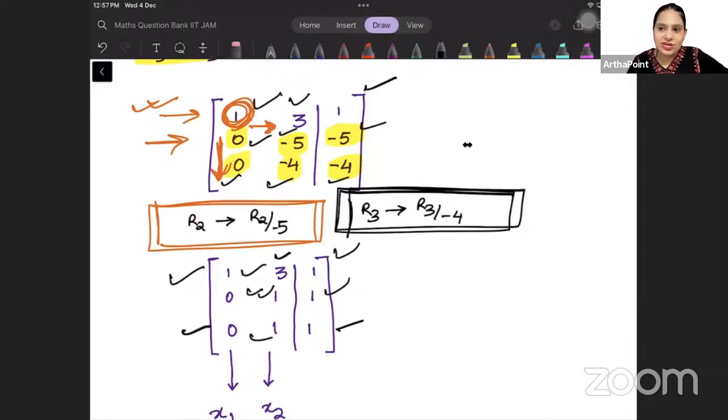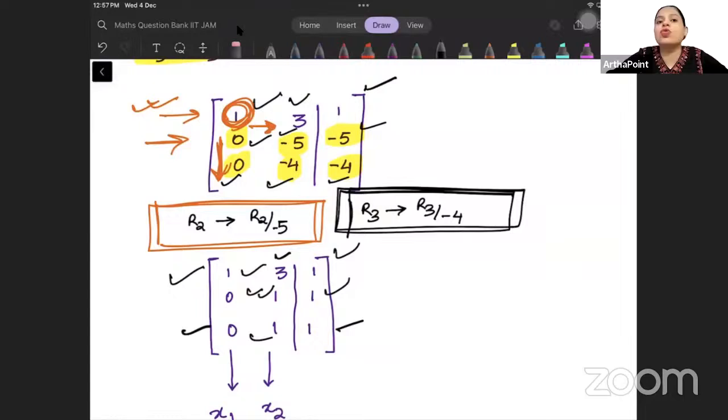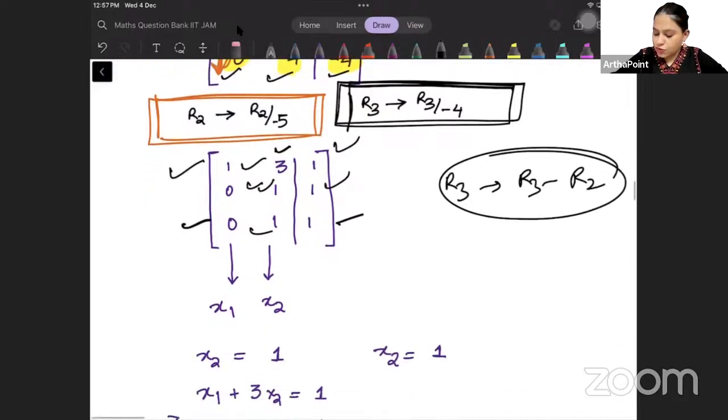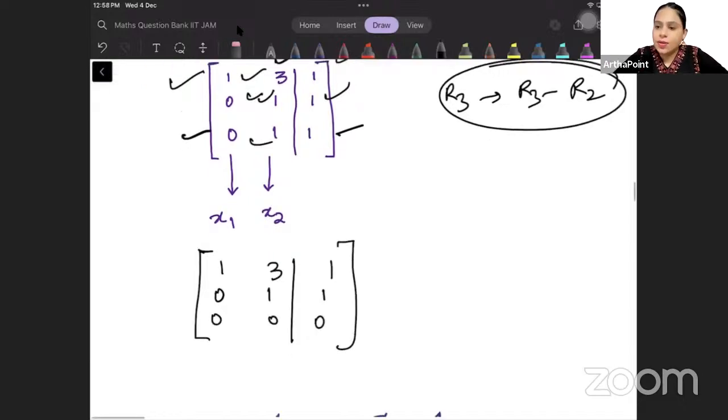Right? Now, if you notice, row 3 is exactly row 2. Row 3 has nothing different than row 2. It is absolutely the same. So if row 3 is exactly row 2, there is no need to do anything to row 3. But still, if you want to simplify, then you can just do R3 goes to R3 minus R2. So if you do that, then your row 3 is absolutely gone, right? So you will get 1, 3, 1, 0, 1, 1, 0, 0, 0. This has come. Now just solve it.